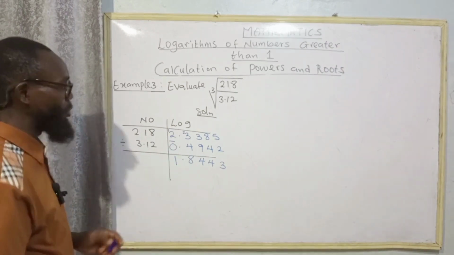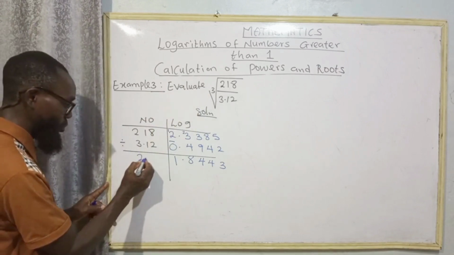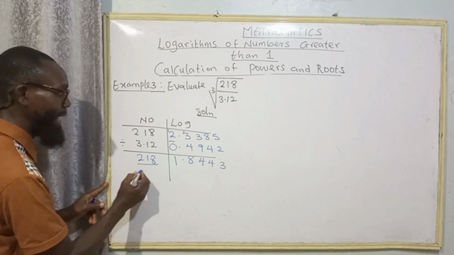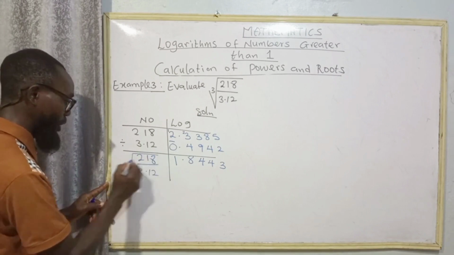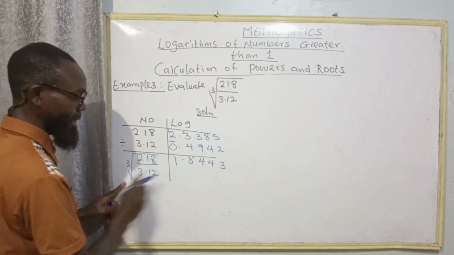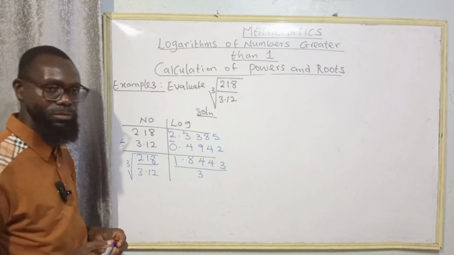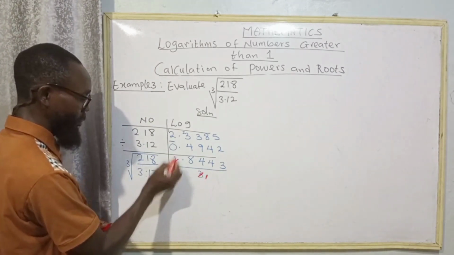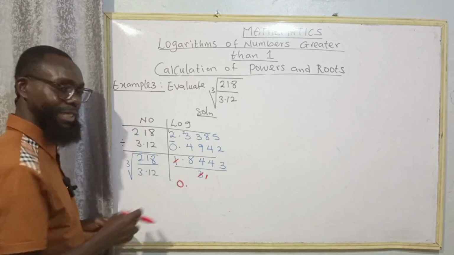Now, if we look at this question, we have cube root of 3. It means we're going to look for 218 divided by 3.12 to look for the cube root of 3. So cube root means divided by 3. So we're going to divide it by 3. Now, 3 goes in 1 is impossible. We have 0 points. Put the 1 here, making 18.